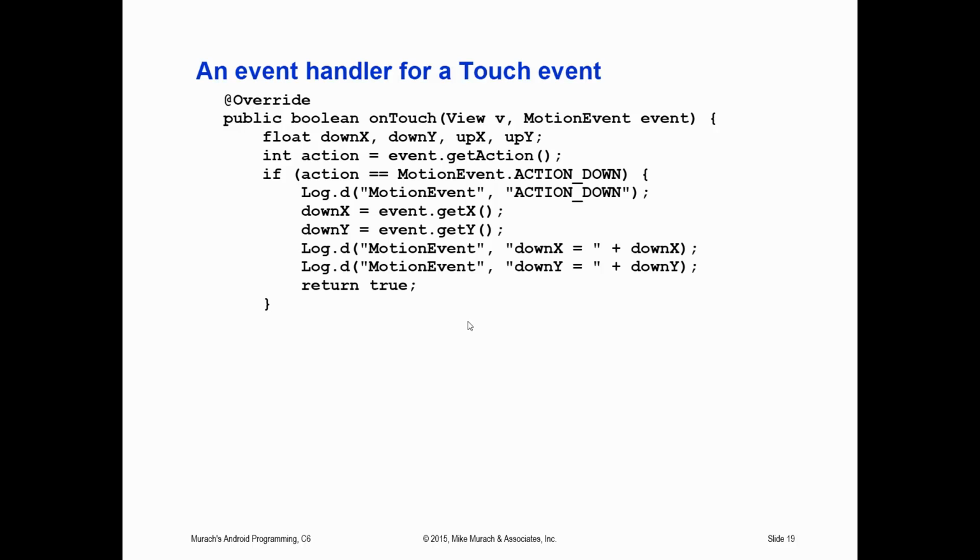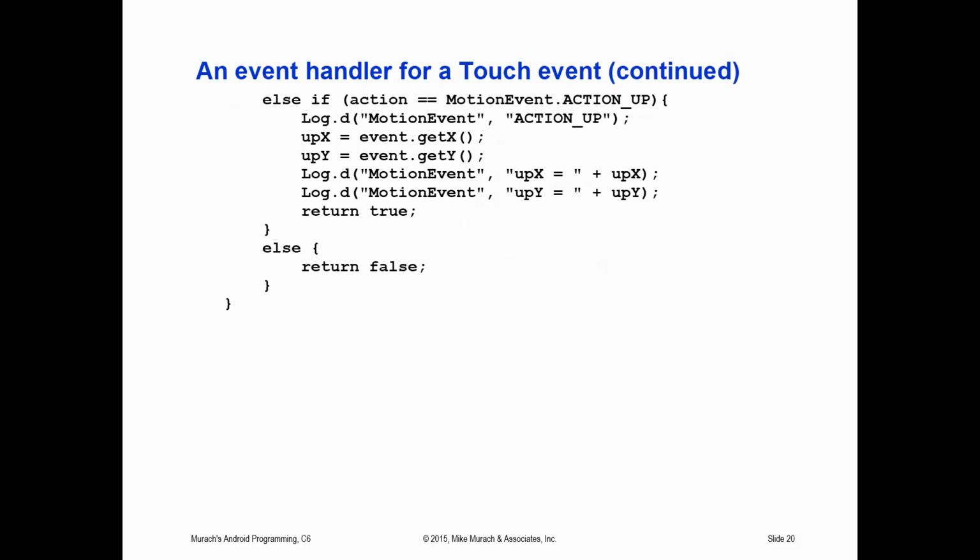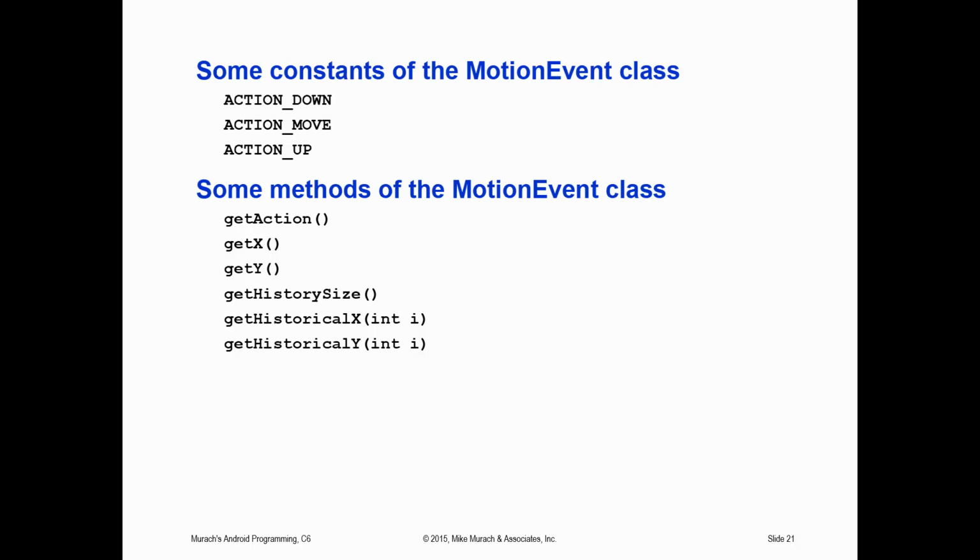In the example that you see on your screen right here, the onTouch method includes code that sends data to logcat. Now, there are some constants that are used in this. They include ACTION_DOWN, which is the start of the touch, ACTION_UP, which is the end of the touch, and ACTION_MOVE, where the touches move between the down and the up actions.